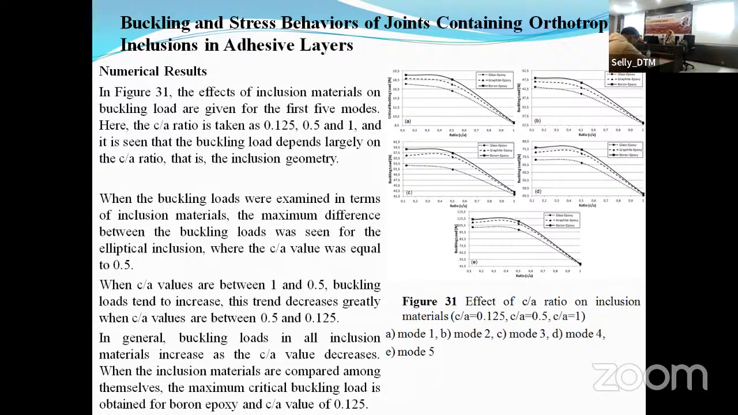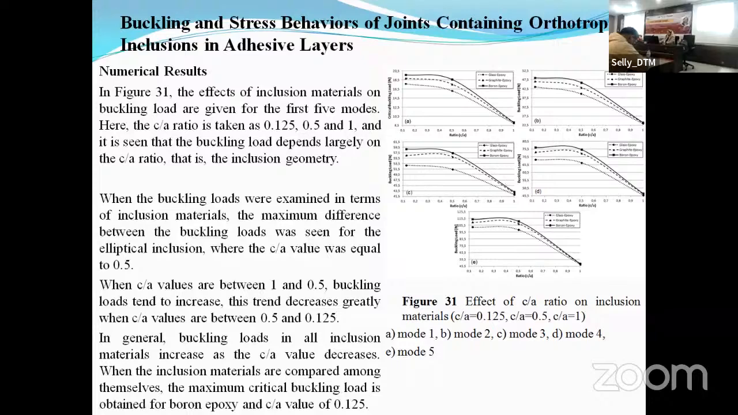What about the ratio? We take a buckling analysis by subjecting the structure to shearing load, and we use the critical buckling load. Yes, the critical buckling load, it's C over A. I mean that the geometry goes from elliptical toward cylindrical. And the material effect, glass, graphite, and boron. Yeah, you can see its mechanical behavior.